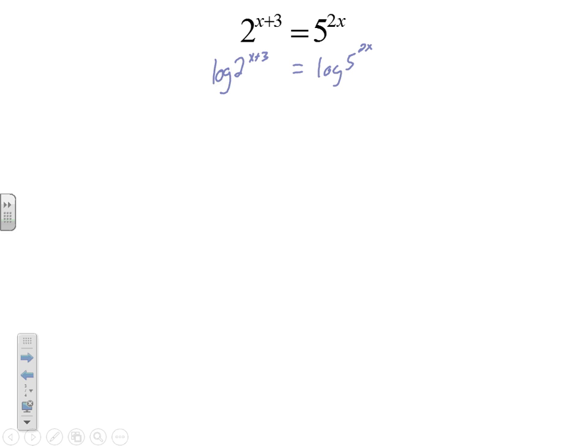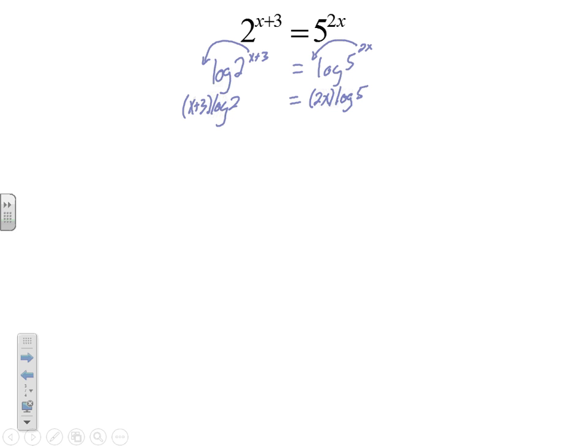Now, we do have logs of the same basis here, but we can't just say the 2 to the x plus 3 is equal to the 5 to the 2x power, because we wind up right back where we started. So using the property of the log power, we're going to take the exponents and relocate them in front of the logs. So I will say x plus 3 times the log of 2 is equal to 2x times the log of 5.